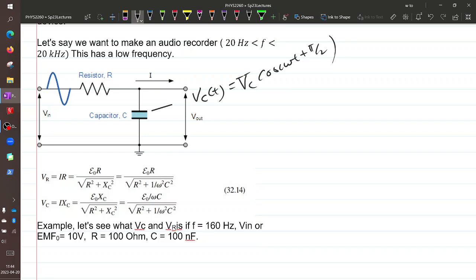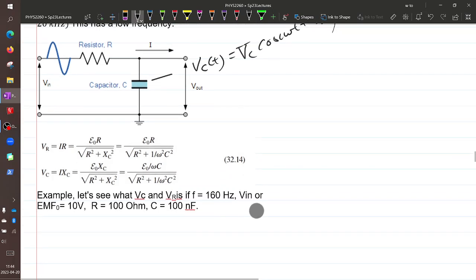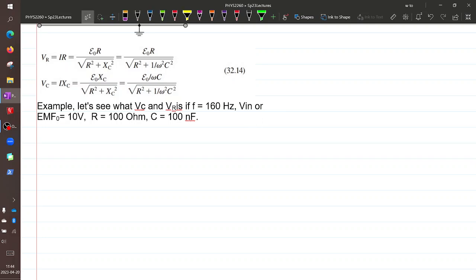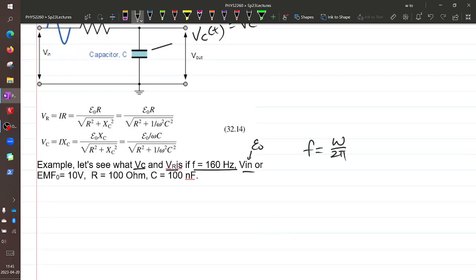Okay, so let me see if I have some time to talk about some example. Yeah, let's do a quick example real quick. Let's calculate what Vc and Vr are if the frequency of the sound is 160 hertz. Now we have this funky unit difference between f and omega. Remember, f is just omega over 2 pi. Where Vn in this case, basically pretend this is EMF naught, it's going to be 10 volts. And then the resistor value and the capacitor value are these. Let's see what happens.